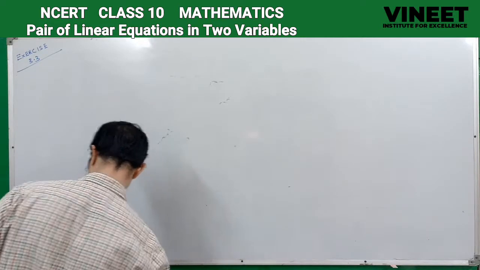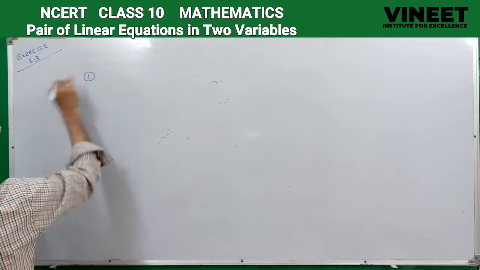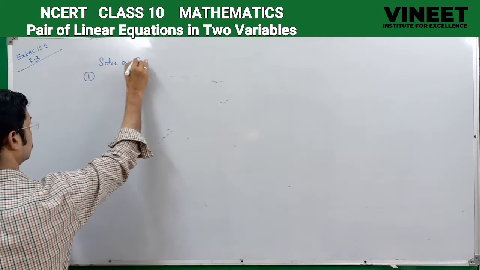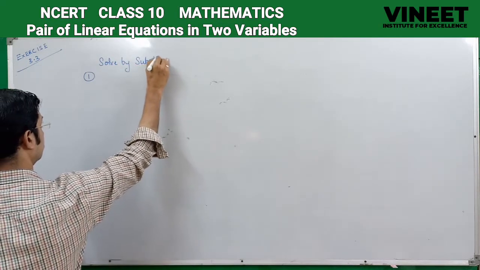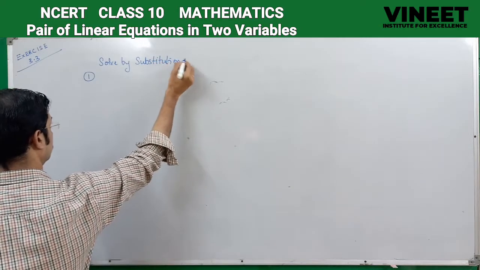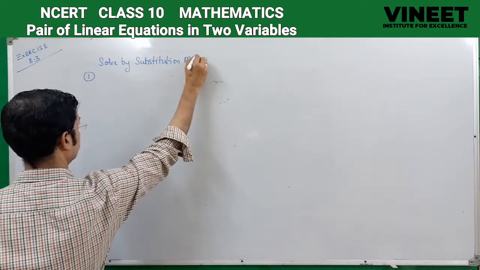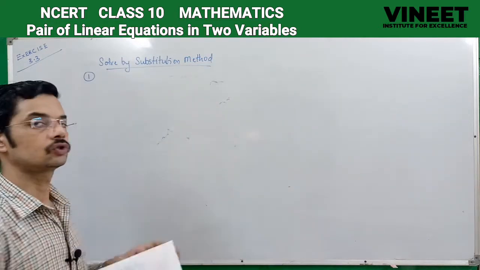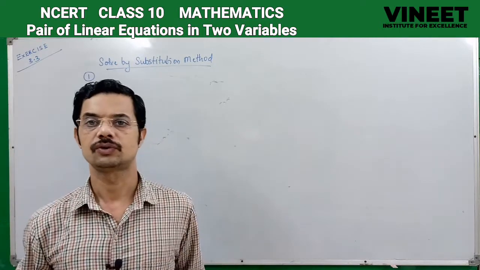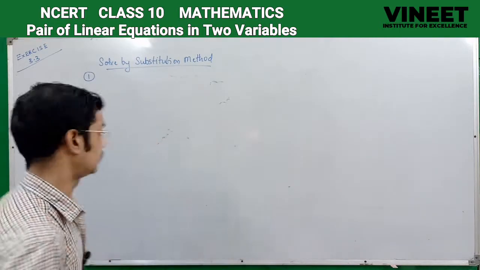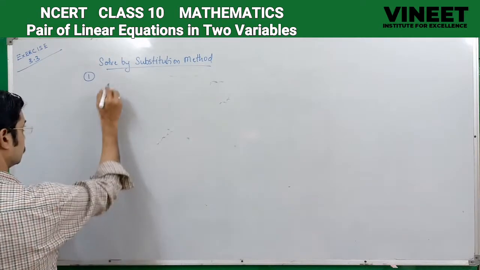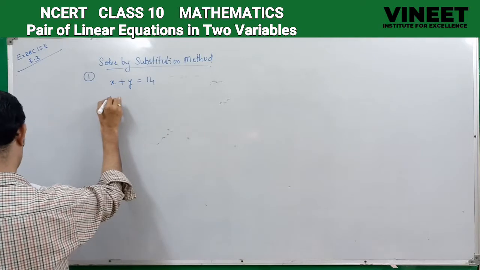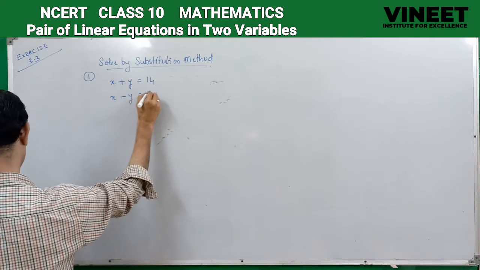So let us write down the question. The first question says solve by substitution method. Okay, we are learning how to solve the problems by using the substitution method. Okay, so let us start. So this is x plus y equal to 14 and we have x minus y equal to 4.